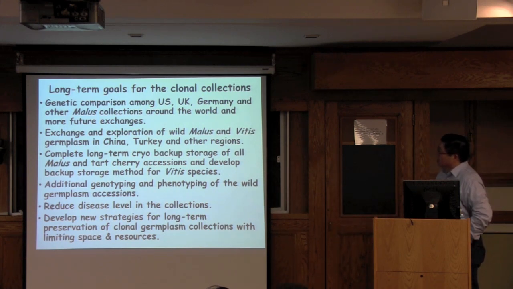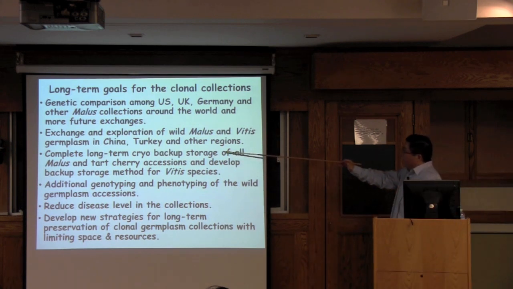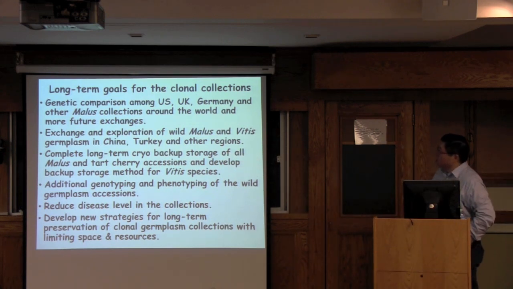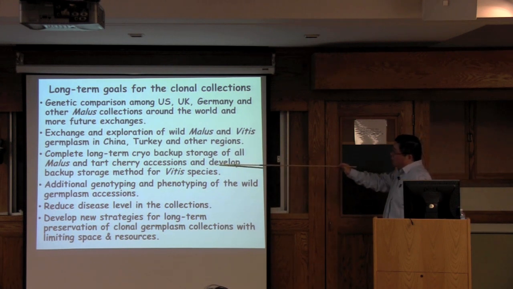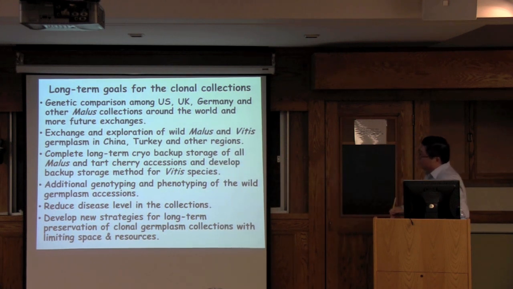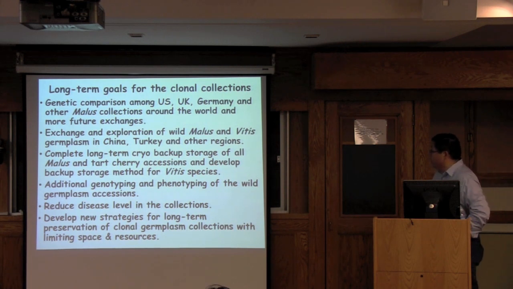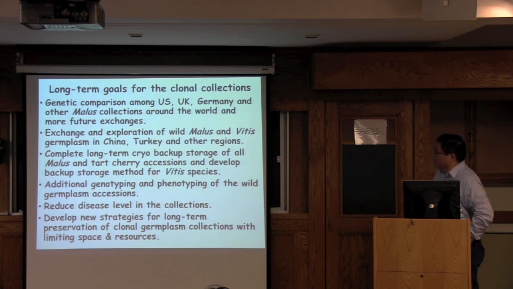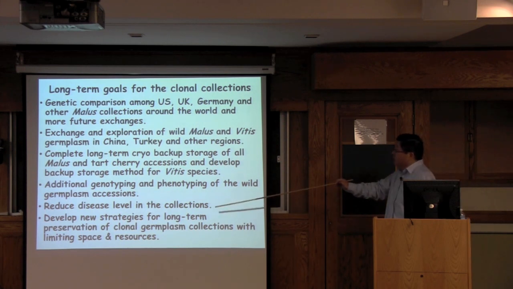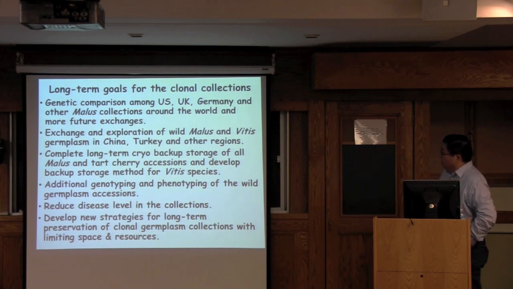We would like to complete the long-term backup storage for all the Malus and tertiary accessions, and try to develop a very good, reliable long-term backup storage method for Vitis, which we don't have right now. Also, additional genotyping and phenotyping of all the wild germplasm material we have in our collection. We'd like to reduce the disease level in our field collection.